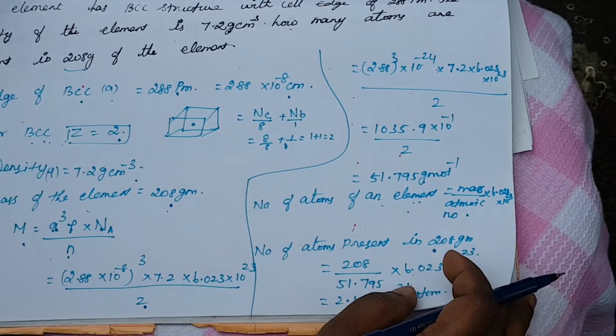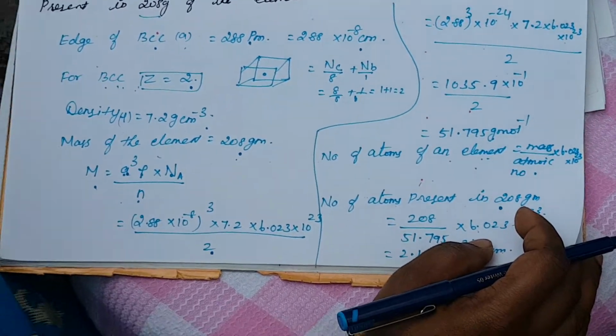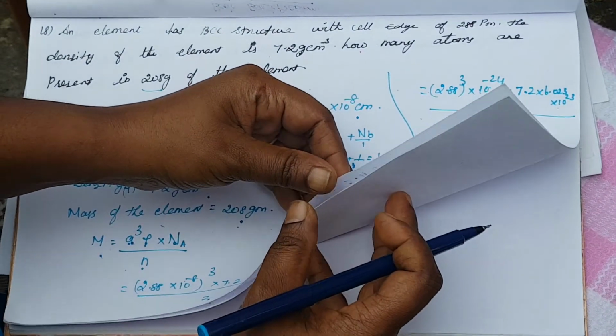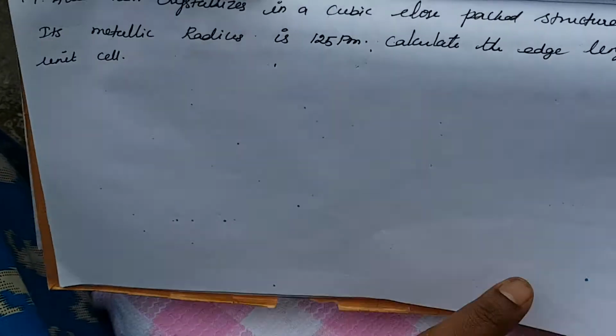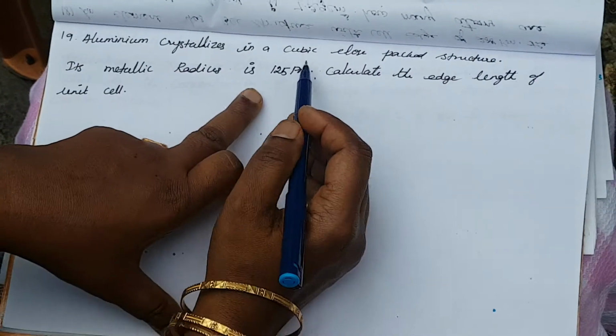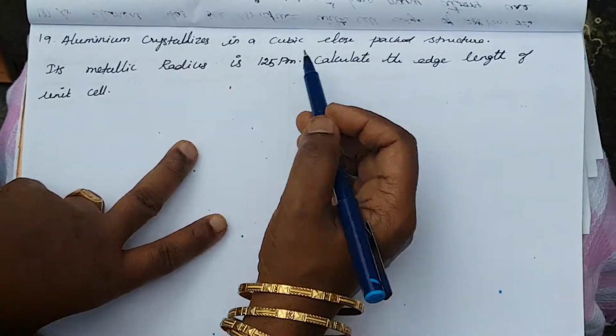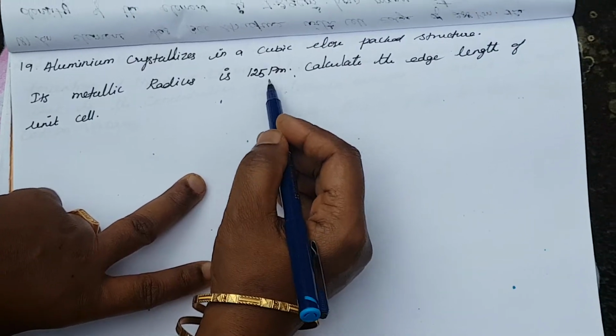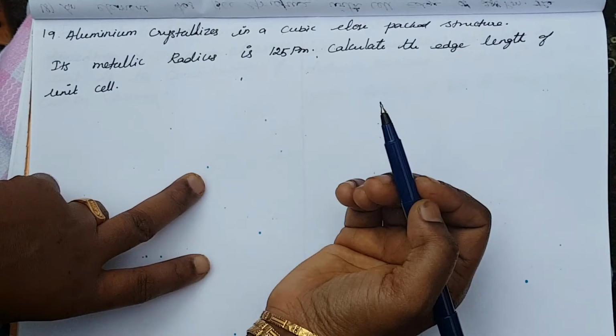Okay, so this is the 18th question. Next we are going to see the 19th question. What is the 19th question? Aluminium crystallizes in a cubic close packed structure. Its metallic radius is 125 pm. Calculate the edge length of the unit cell.